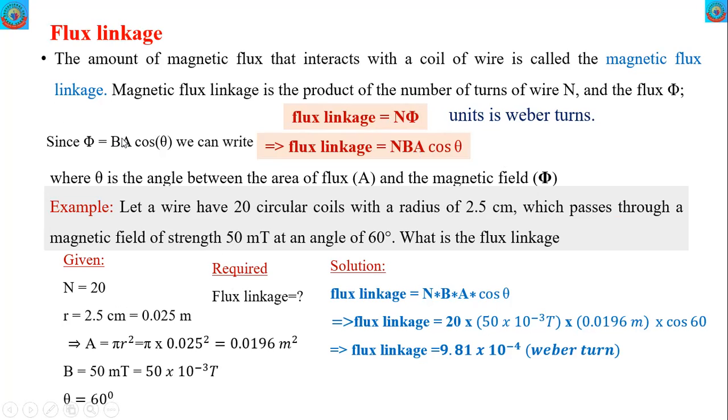Then if there is some inclined area, because phi is B times A, or B times A cos theta, the flux linkage for the general inclined case is nBA cos theta. So the unit is Weber turns. What is the difference between flux linkage and simply flux? This is Weber turns, while that one is Weber. One Weber means tesla times meter squared.